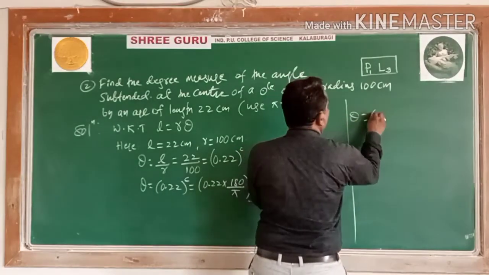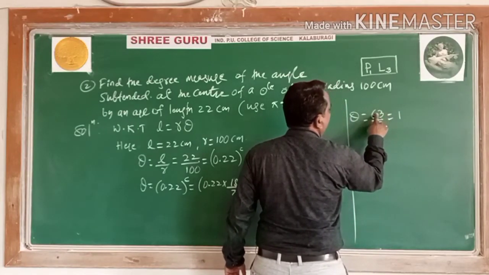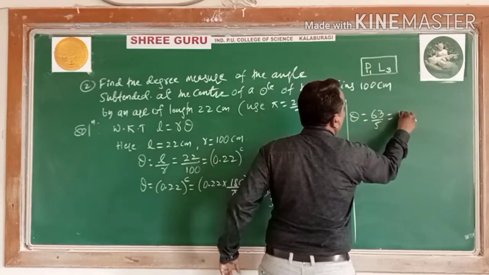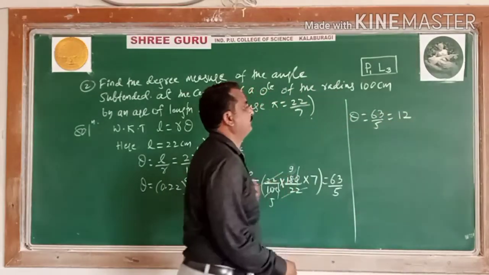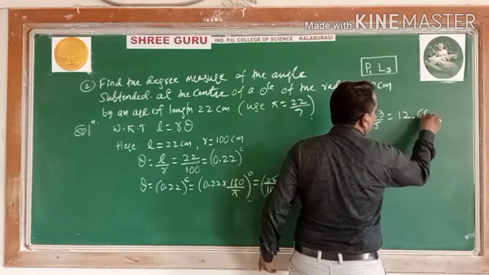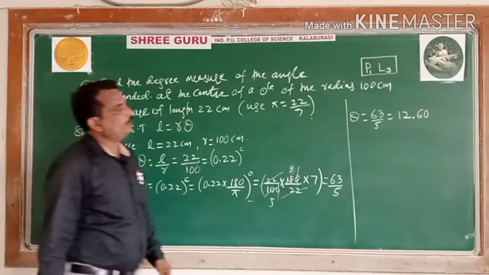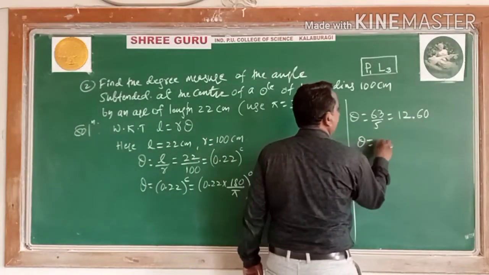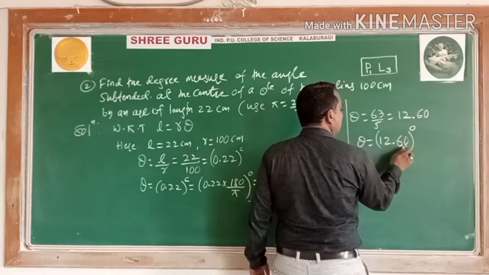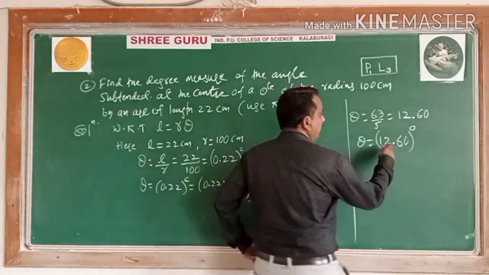Theta is equal to 63 by 5, which means 12 point, 1 it is, 13 remains. 5 twos are 10, then 3 remains, taking 0, 30 it becomes, 5 sixes are 30, so 12.6. The remainder is 0, so theta is equal to 12.60 in terms of degree. You can read it as 12.60 degrees, now converting in terms of degree to minutes.